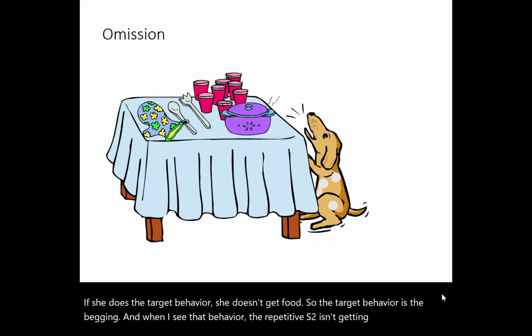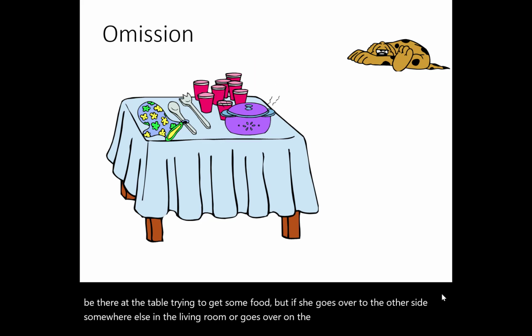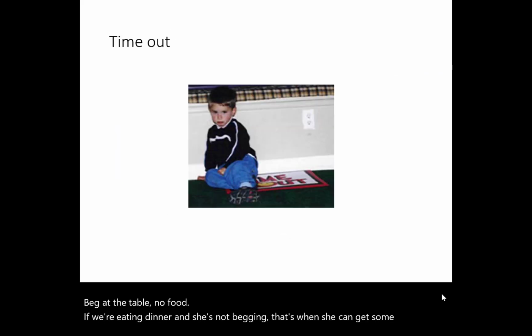So she might be there at the table trying to get some food, but if she goes over to the other side, somewhere else in the living room, or goes over on the carpet, that's when she can get a little snack. Beg at the table, no food. If we're eating dinner and she's not begging, that's when she can get some snacks.